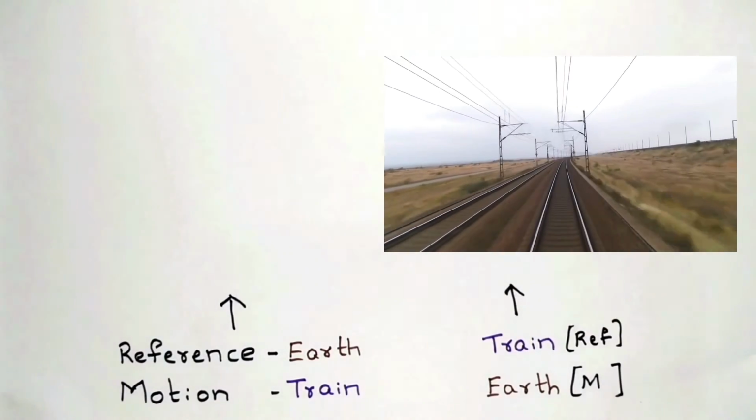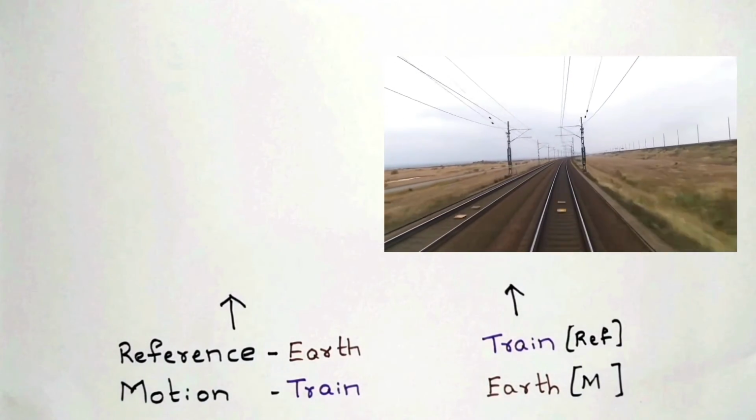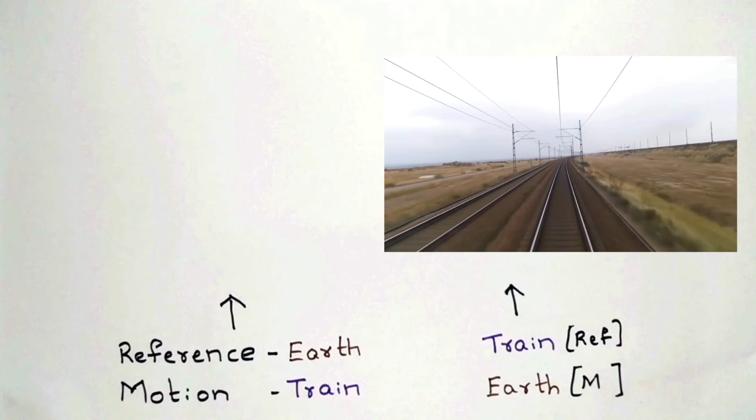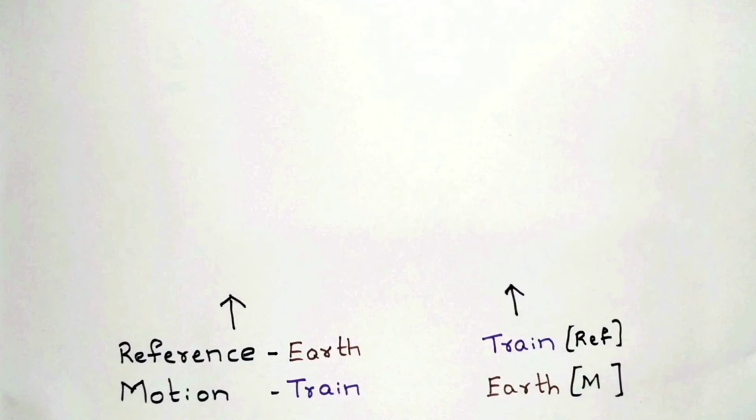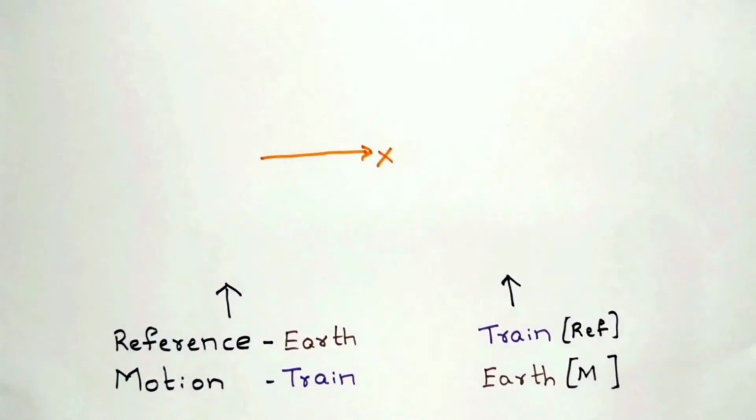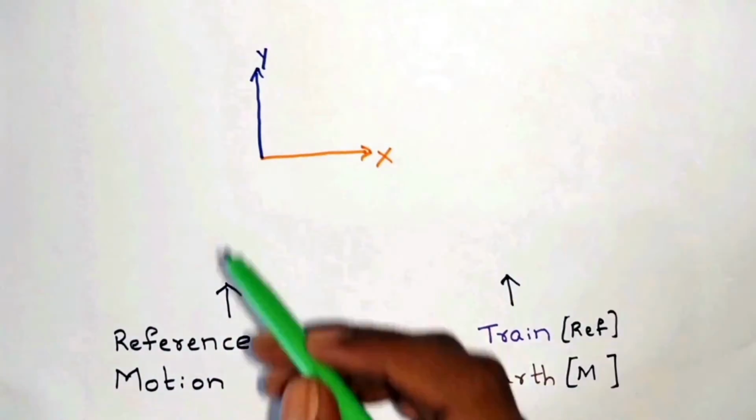So if you want to know the motion of the train, then choose earth as a frame of reference, which is the first case. And if you want to study the motion of the tree with respect to the moving train, then train is taken as the reference. A frame of reference is represented by 3 perpendicular axes x, y and z.